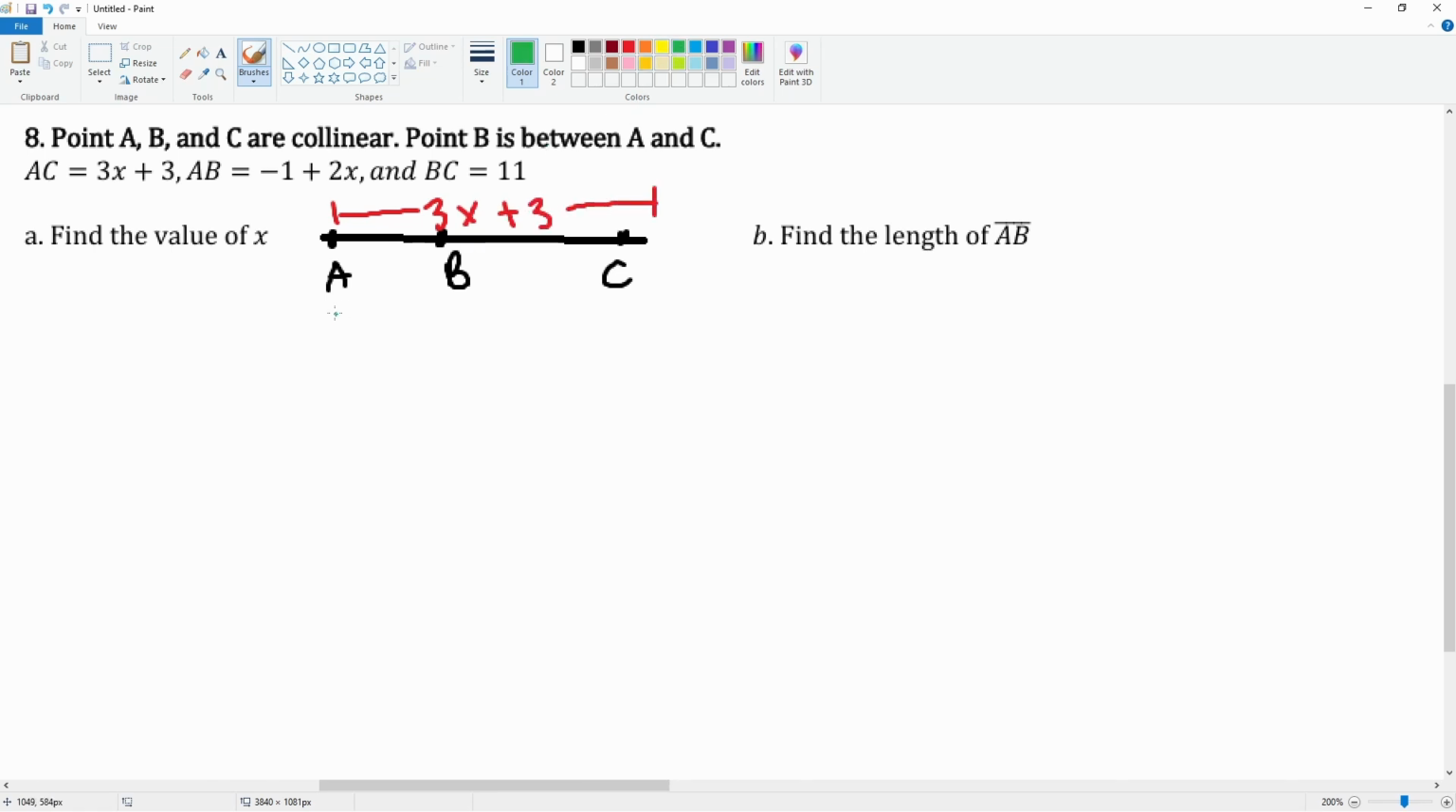All right, so we are told that AC is equal to 3x plus 3, and then we have AB is negative 1 plus 2x, and then we have BC, which is 11.